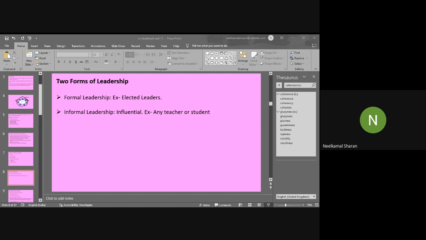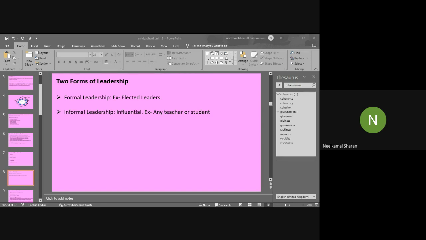Okay. And it can be an appointed leader also, like for example in your university or in your college, some leaders are appointed by the members of the school, like the president of the student union of your college, who is elected by the members of the group. So the president of the student union, he or she is in the category of formal leadership.